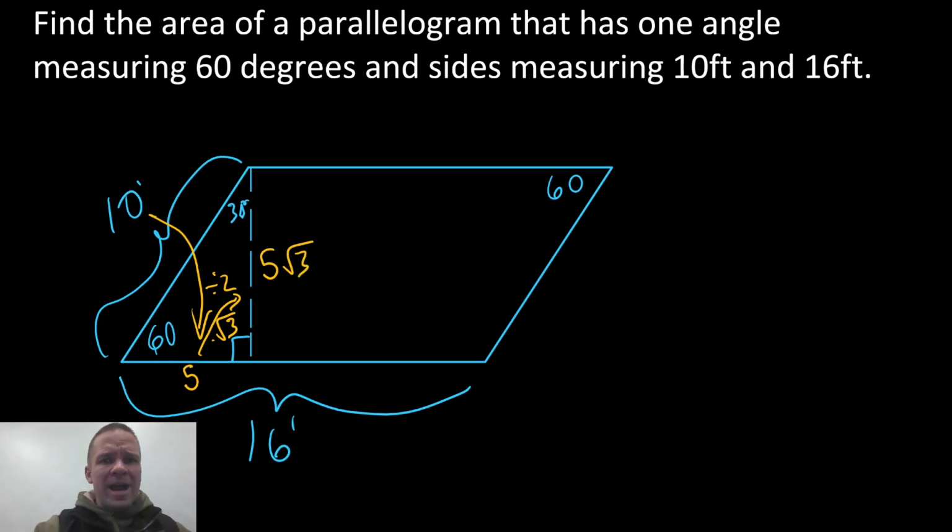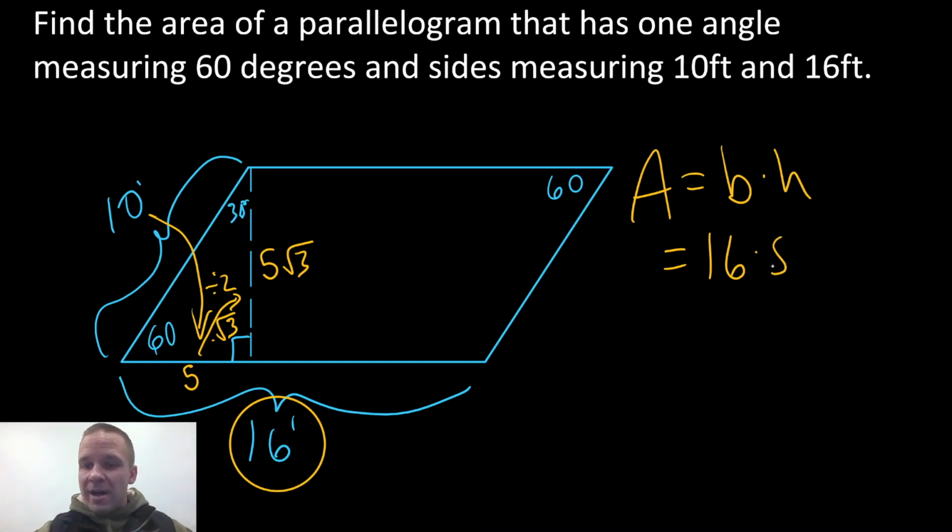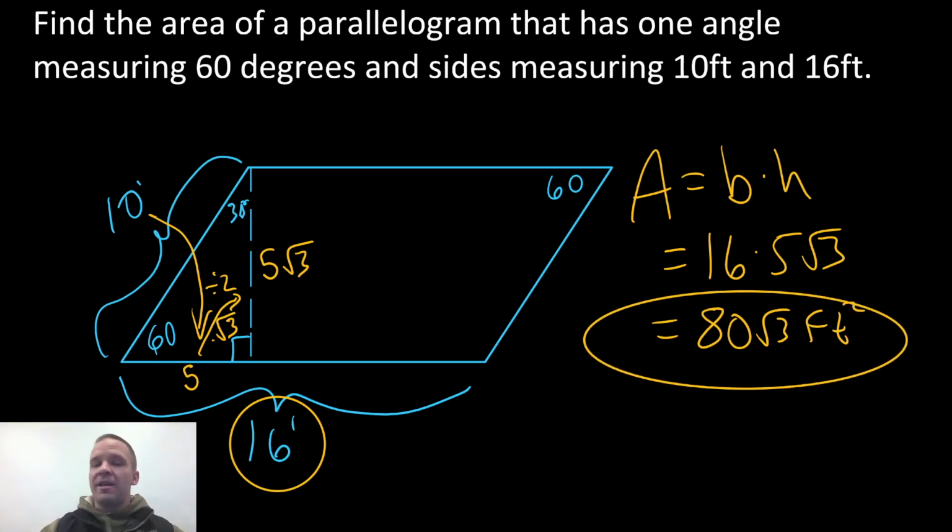What is my area formula for the parallelogram? That's base times height. Now I have a base, which is 16, with respect to the height that is perpendicular to that base, which is 5 root 3. So 16 times 5 is 80 root 3 feet squared. There's my final answer. If we wanted, we could multiply that out with our calculator, but most questions are going to ask you for exact answers, so 80 root 3 feet squared would be your answer.